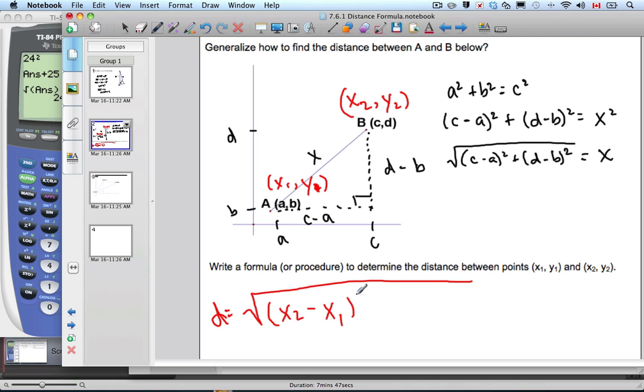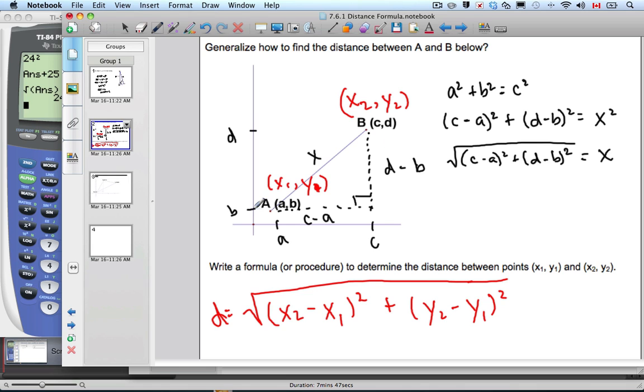Squared. Plus Y2, which is D, minus B, which is Y1, and we square it. And that is our distance.